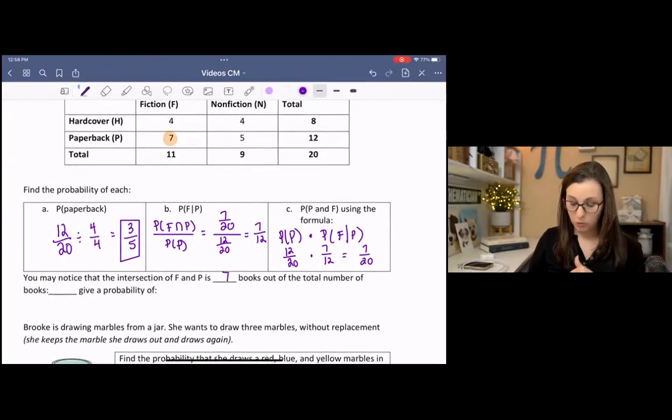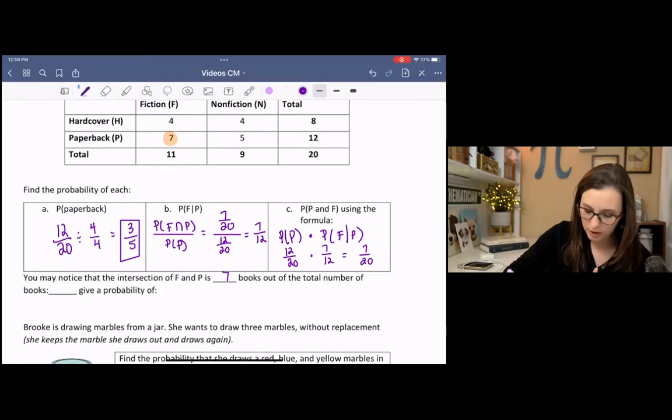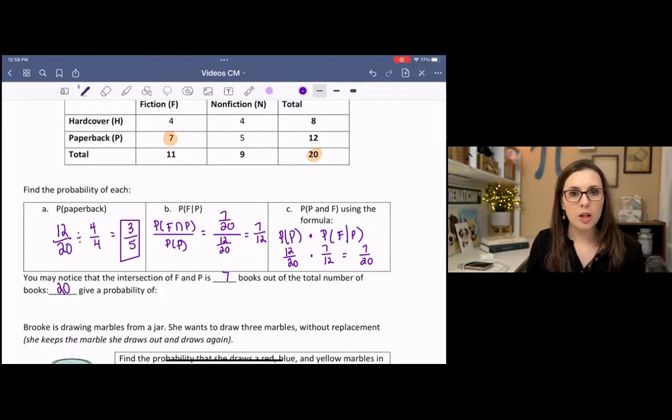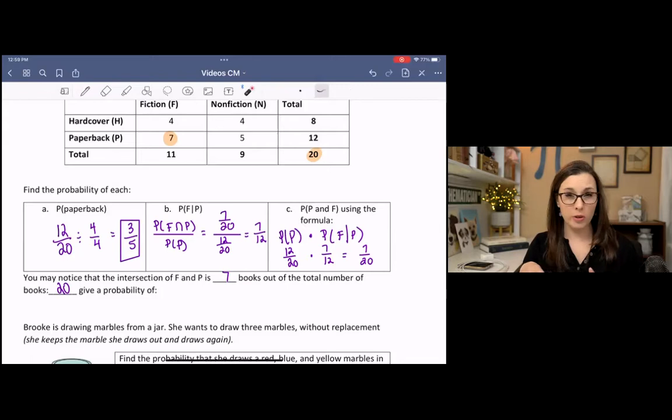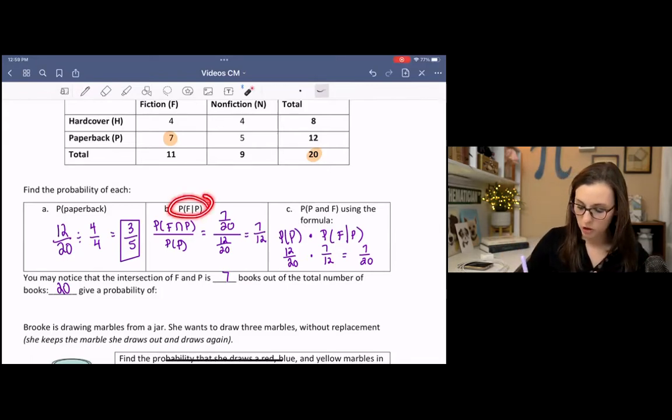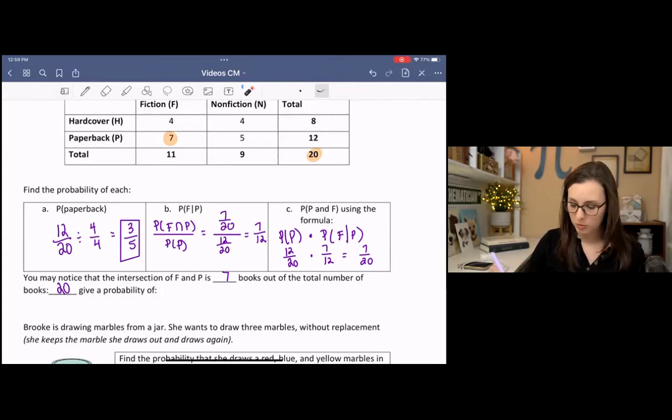And then the total number of books out of all the books on the bookshelf is 20. And then there's that 7/20. So I would just be careful if you are going to use common sense and just viewing the table. I'll be very careful about being able to differentiate between conditional probability and when they use the word and.